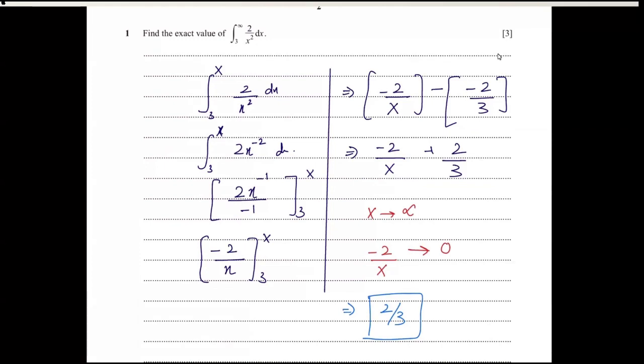Sir, is this the February-March paper you said? February-March 2024 paper.